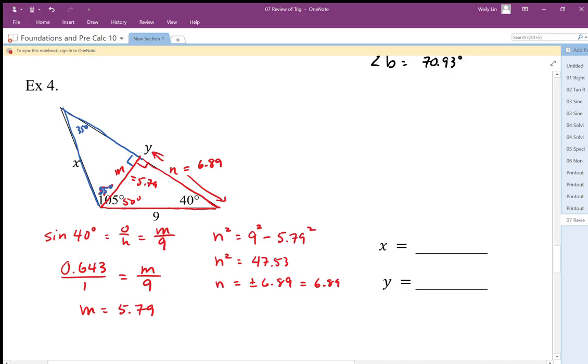So I'm going to solve for the length of x. And the length of x involves, relative to 35 degrees, opposite hypotenuse, so sine. So sine 35 degrees, opposite over hypotenuse, 5.79 over x, which is my hypotenuse. I need to convert that 35 degrees into a ratio, so from my calculator, 0.5735, so I'm going to round that to 0.574.